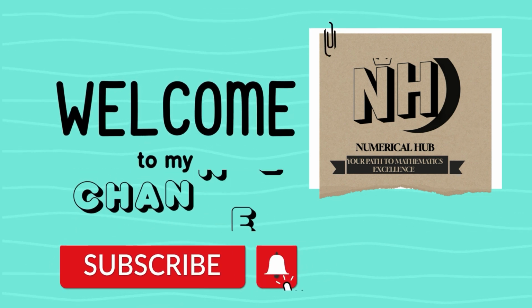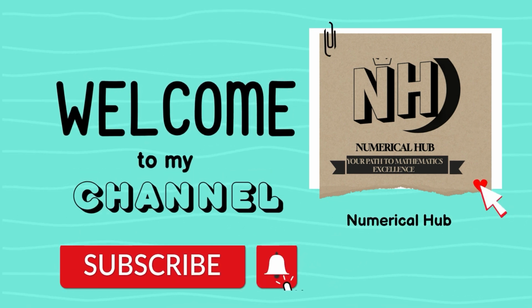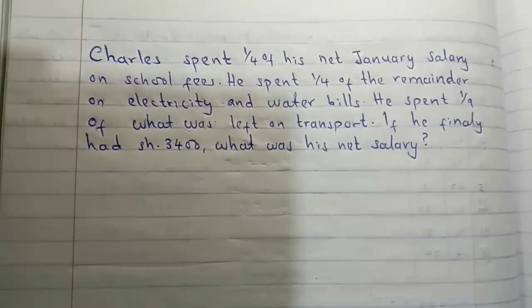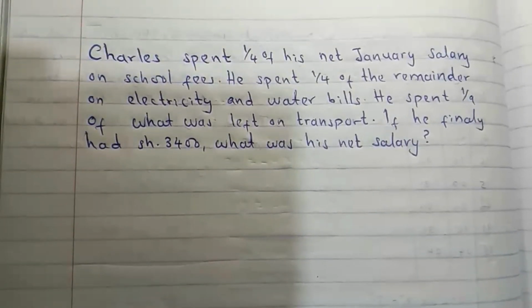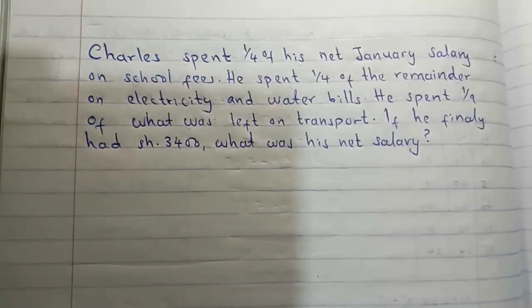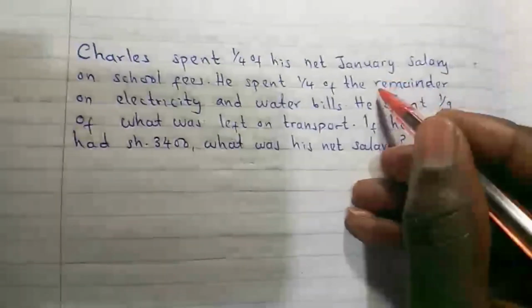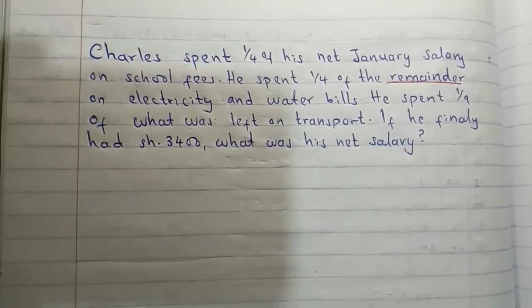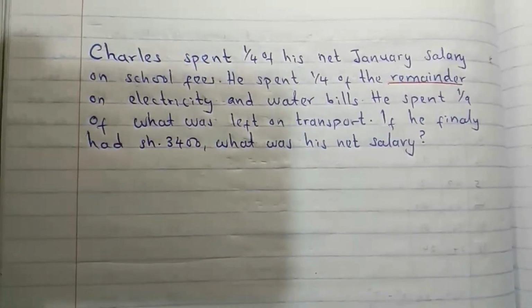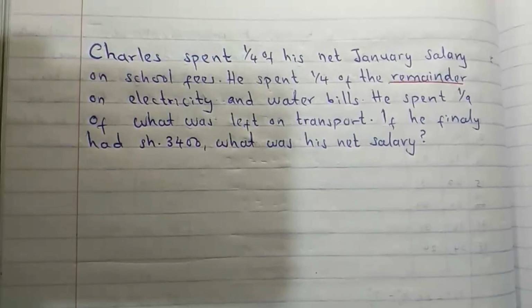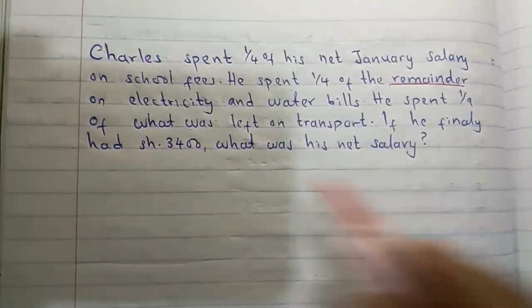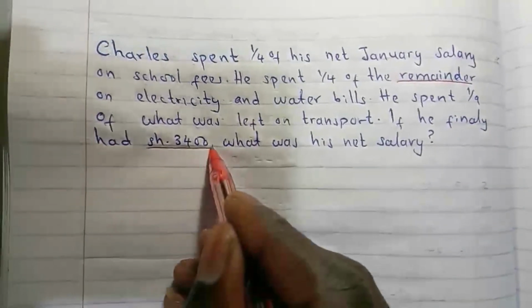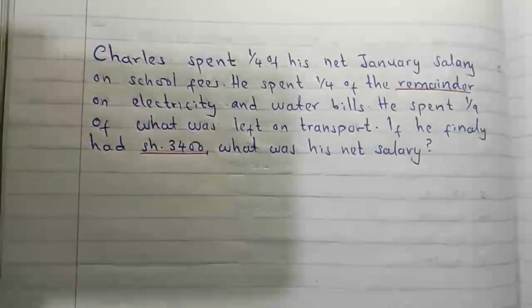In today's video, we are going to handle fractions, and we have a question. Charles spent a quarter of his net January salary on school fees. He spent a quarter of the remainder on electricity and water bills. He spent 1/9 of what was left on transport. If he finally had 3,400 shillings, what was his net salary?